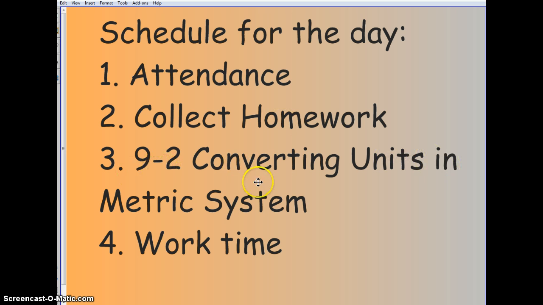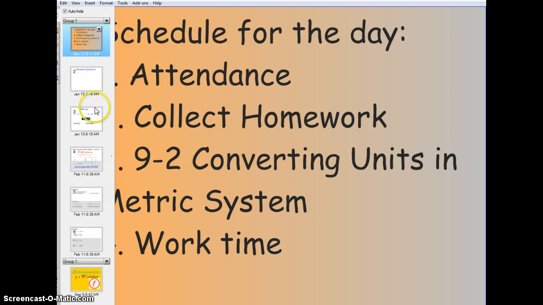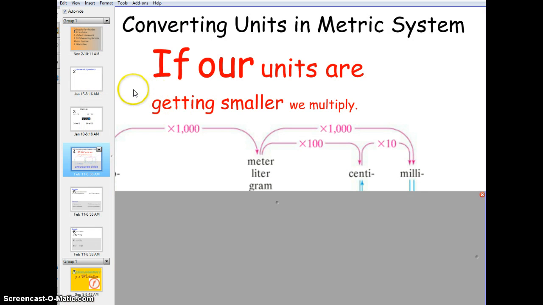9.2 is on converting units in the metric system. Yesterday we went over the basics of the metric system, and today we're going to be going over how to convert from one unit to another. And then there will be some work time on the worksheet. Okay, so let's just go over this.